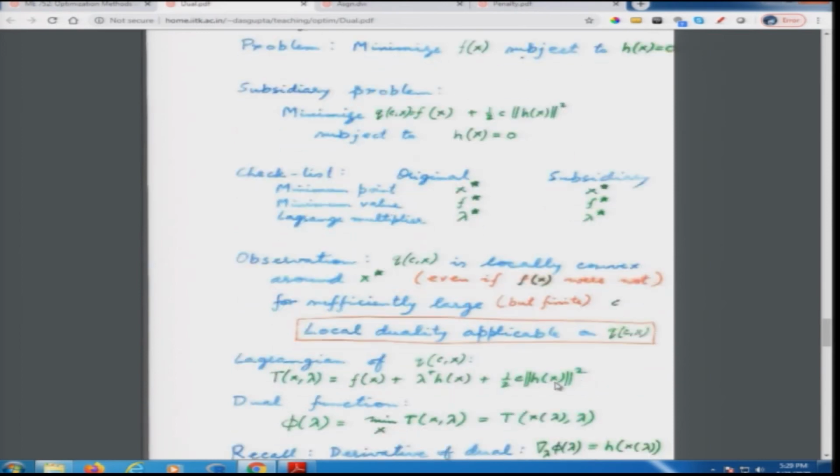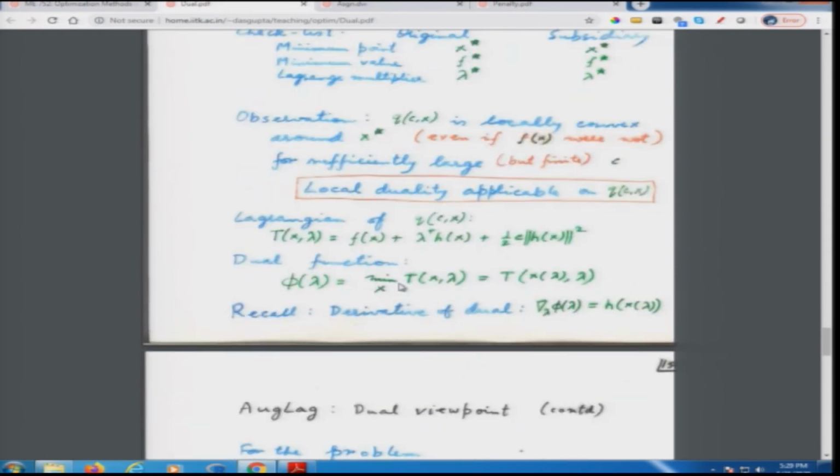So, construct the Lagrangian and define the dual like this, and recall that the derivative of the dual is simply this. In order to maximize this, you will need to have this equal to 0. Basically, again you are trying to solve this. However, here since it is maximization, not minimization, if you use a first order method, it will not be steepest descent, but steepest ascent.